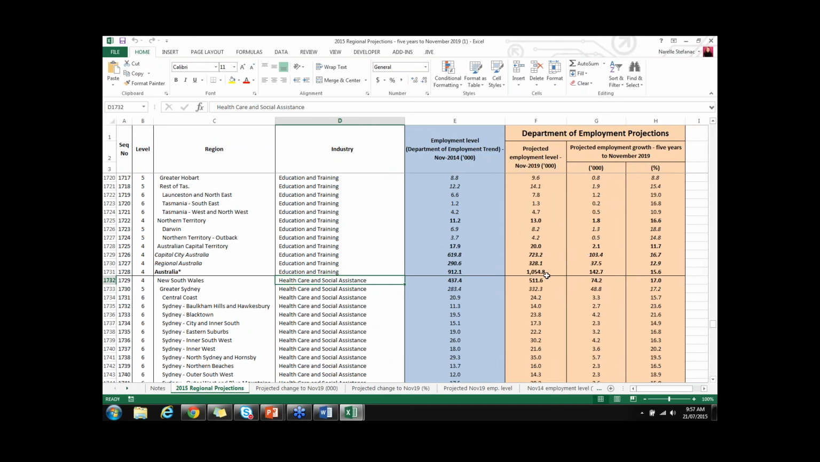And you can see that they've split out not only New South Wales and what the total number of people employed in that category are. So that 437.4 represents 437,400 people. They expect that there's going to be 500,000 people odd in 2019. And so they expect that there's going to be 74,000 new people go into this industry over those 5 years. So that's an average of 17% growth over that 5-year period. So that's in New South Wales.